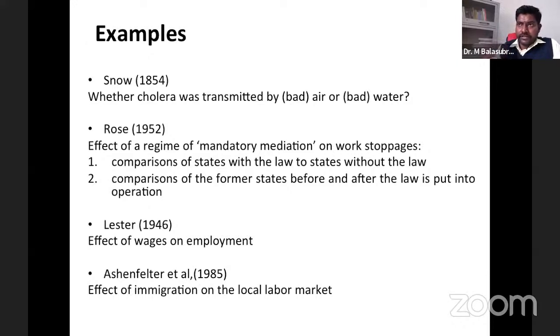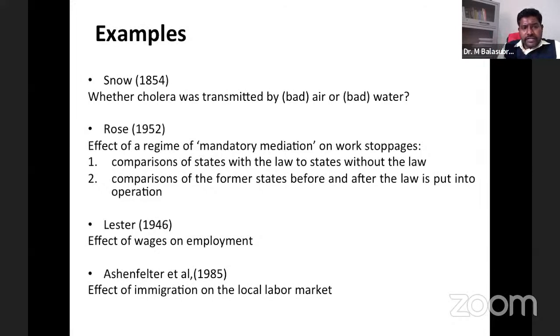Historically, the double difference method was first used by Snow in 1854, where he examined whether cholera was transmitted by bad air or bad water. He supplied different quality of water in two districts. That survey happened in London. Then he found that the contaminated water he supplied had more chances of spreading cholera.